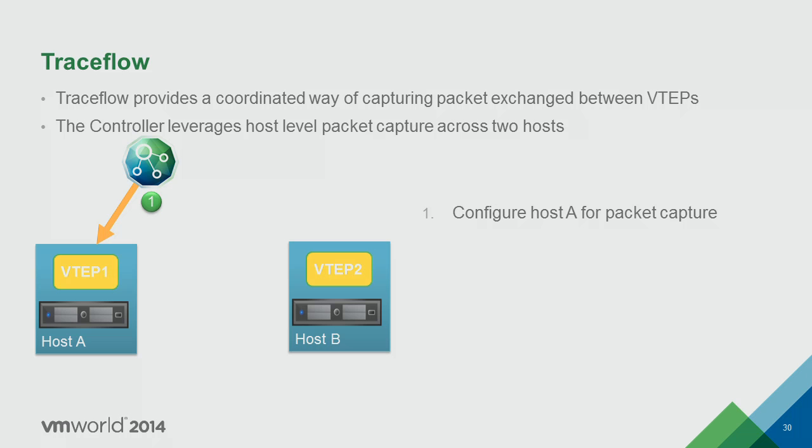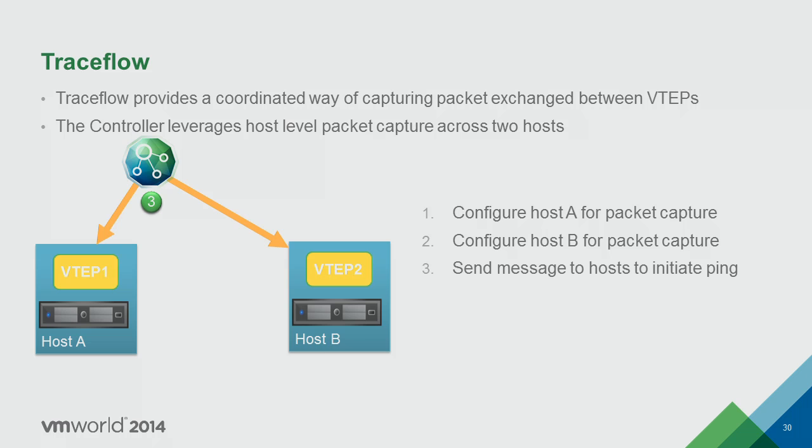Once you issue the command, the controller's logic works this way. It sends the command to the source host, enables it, preps it for packet capture, sends another command to the destination host, and preps that for packet capture. It configures the rules, sets the points. You don't have to do anything. It takes care of it for you. It sends the message to both the hosts to initiate ping. This is a bidirectional ping.